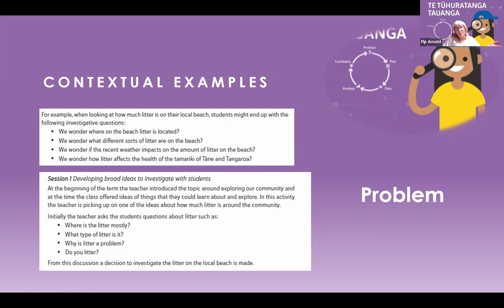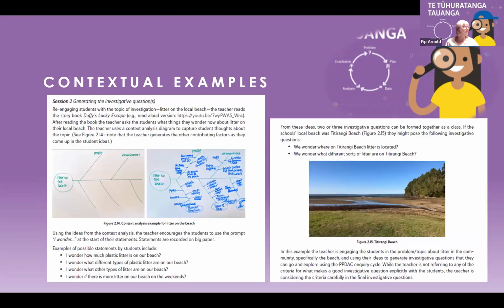In the book, it just gives you some ideas of things you might be doing at the time with your students. This is within the context of explaining the content. And this one here is carrying on. You can see here we're looking at using the context analysis diagram and how the teacher might go about introducing it. There's a book called Duffy's Lucky Escape that might be a way they do it. And then you can see it follows through.